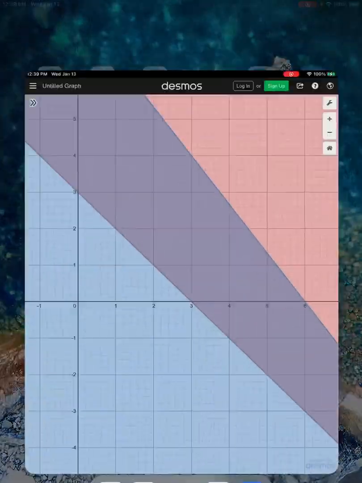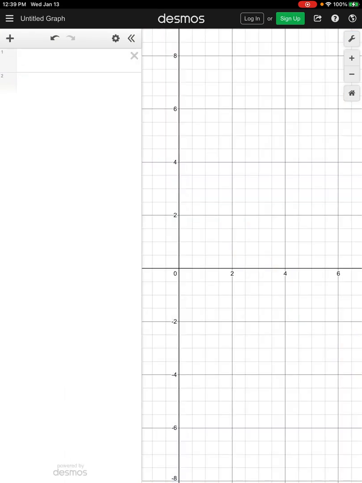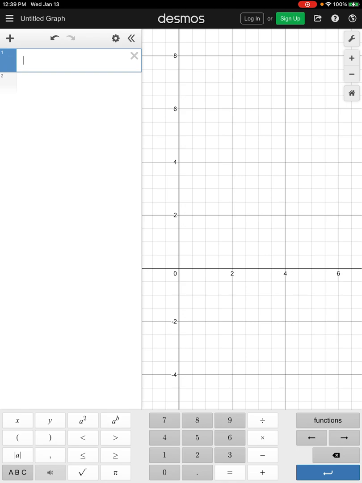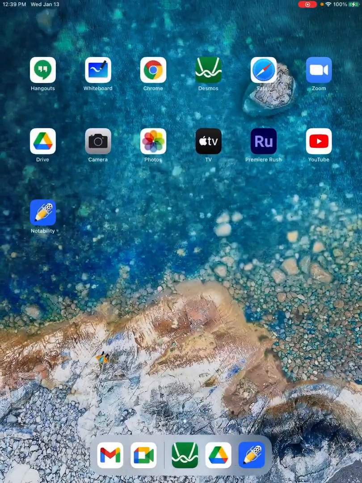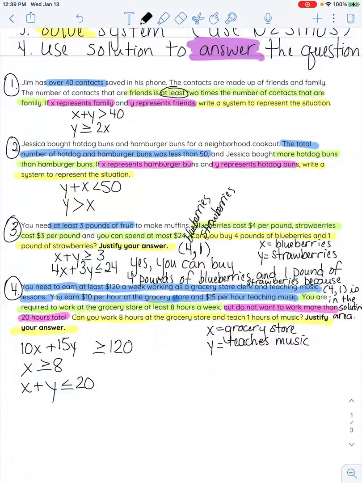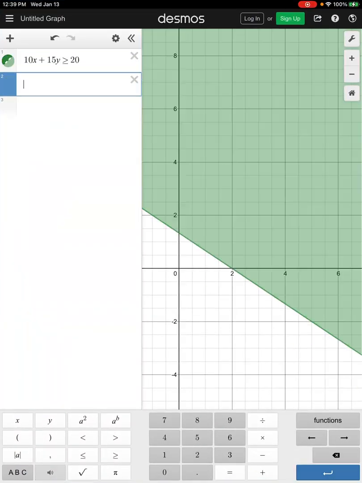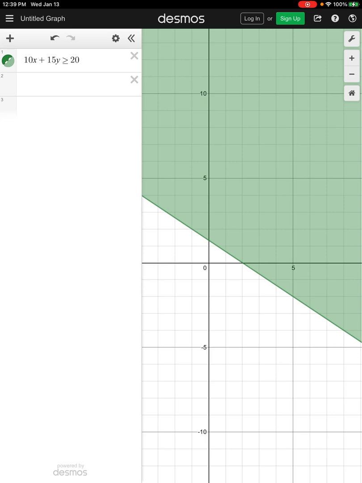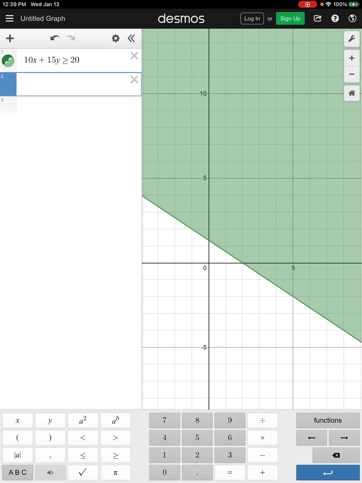Now I need to solve my system. So I'm going to go back, clear out all my old stuff. And here I can't see my keyboard, so I have to open that up. So my first inequality is 10x plus 15y is greater than or equal to 120. That's my first inequality. My next inequality is x is greater than or equal to 8.